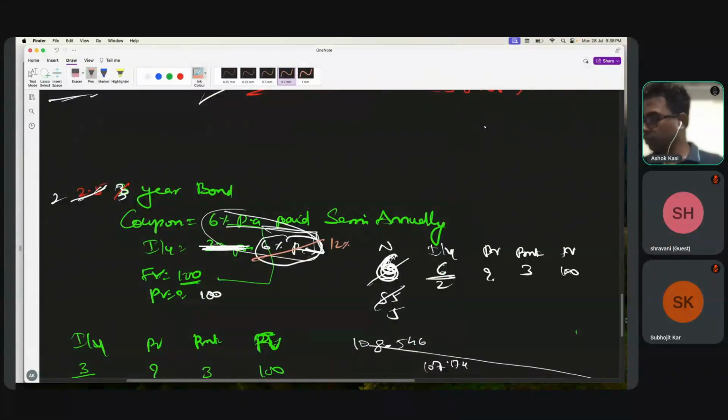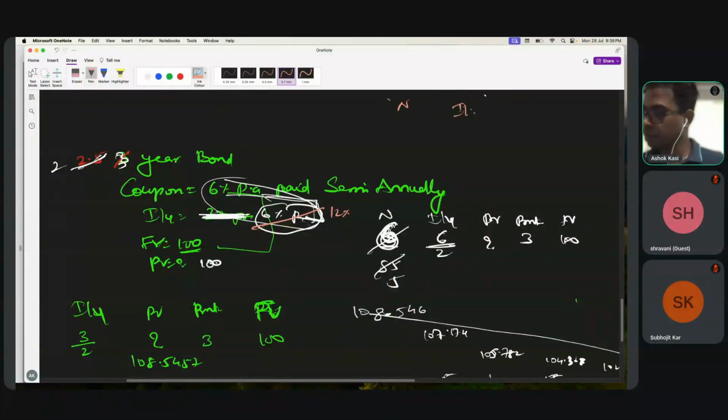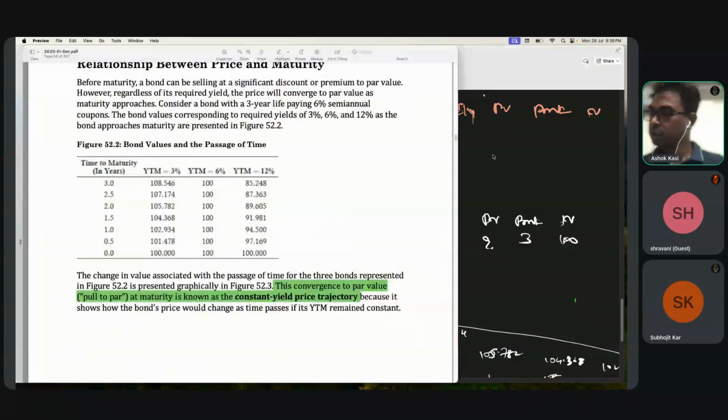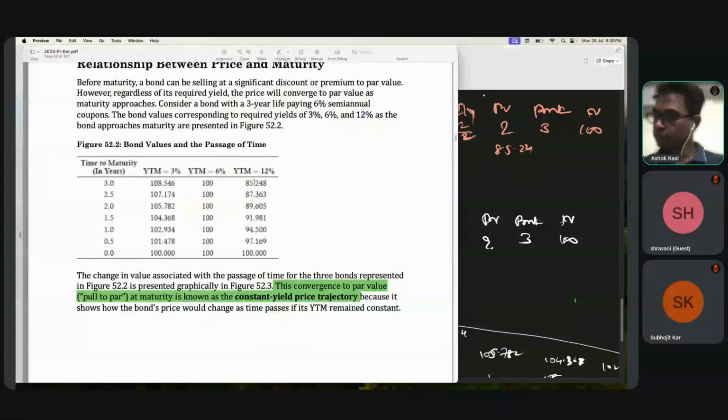So if I take 12%, let's do here N, I/Y, present value, payment, future value. So N is how many? 6, right? I/Y is 12, no? So 12 by 2, 12, third case. Present value you have to find out. Calculate the present value. That is 85.2480. So 85.24 you are seeing here.